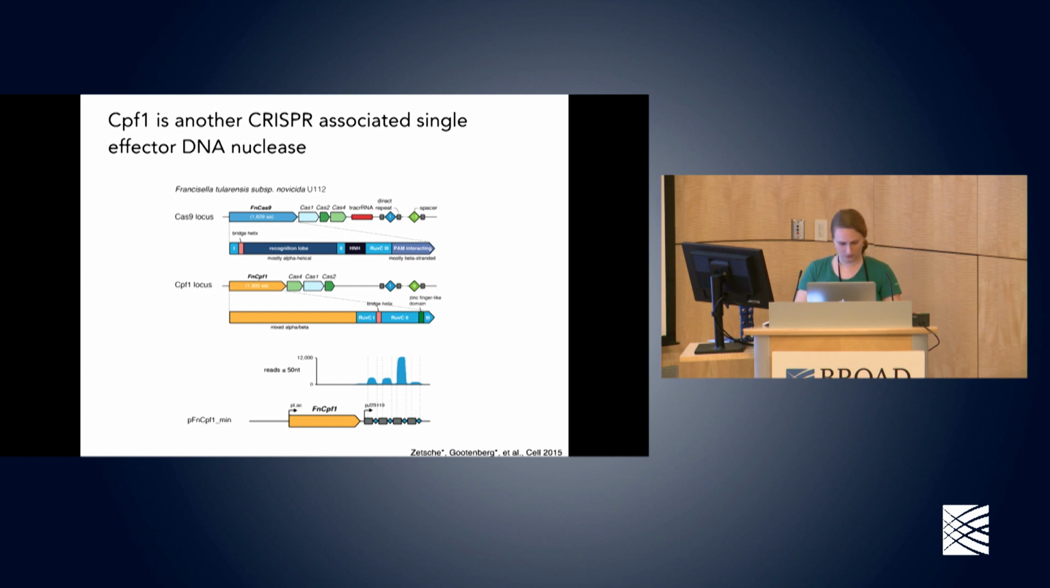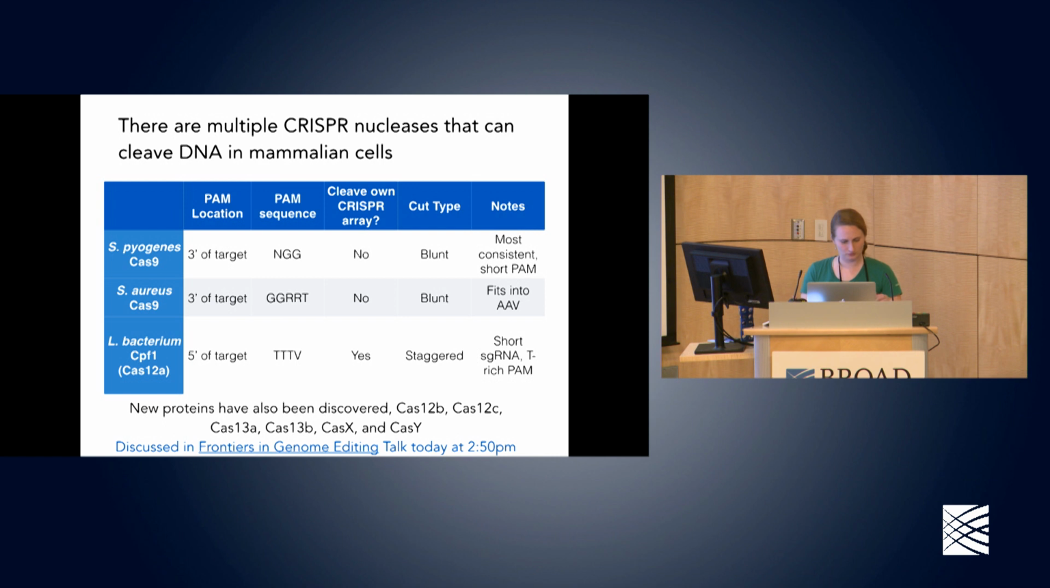And so before moving on, here is a table describing some of the orthologs, SpCas9, SaCas9, and Cpf1, and some of the differences between them. So again, SpCas9 is very consistent, has a nice short PAM. SaCas9 has a longer PAM, but it fits into AAV. So this is very key to keep in mind. Cpf1 has a T-rich PAM, and it also is able to cleave its own CRISPR array. And so these tools are available, and they're exciting to use.